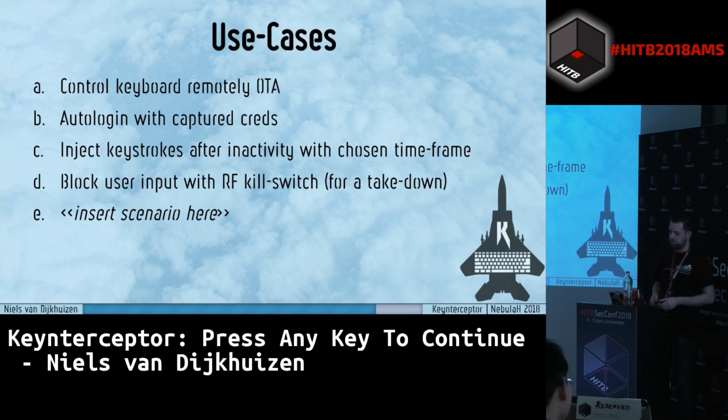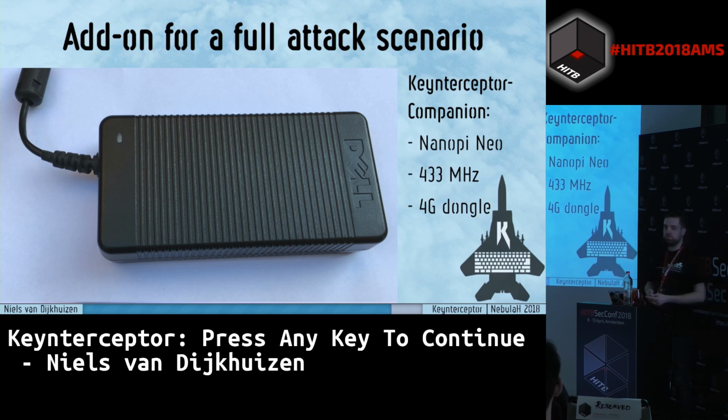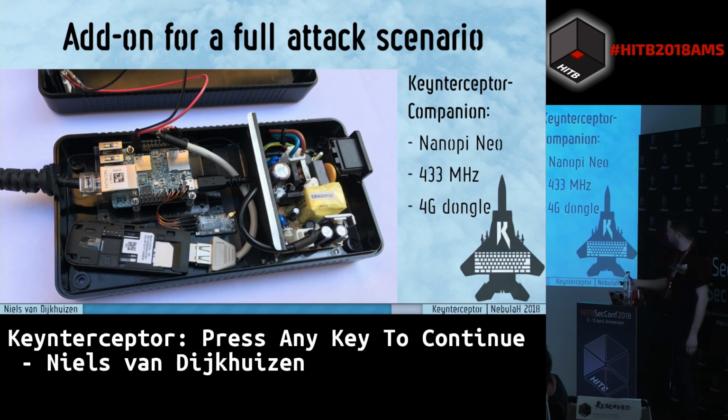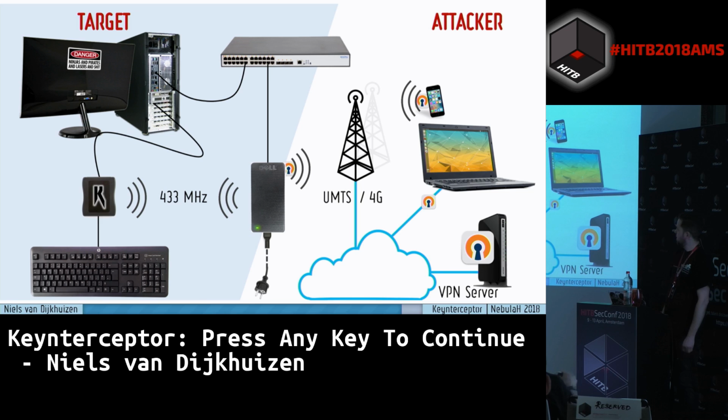I chose to make it a bit more complicated and spice it up with a companion. So what I did is I took a Dell power adapter and I inserted a NanoPi, again with a 433 megahertz communications with the UARTs essentially, a UMTS or 4G dongle to have a connection uplink, and a power block. This allows me to do the following.